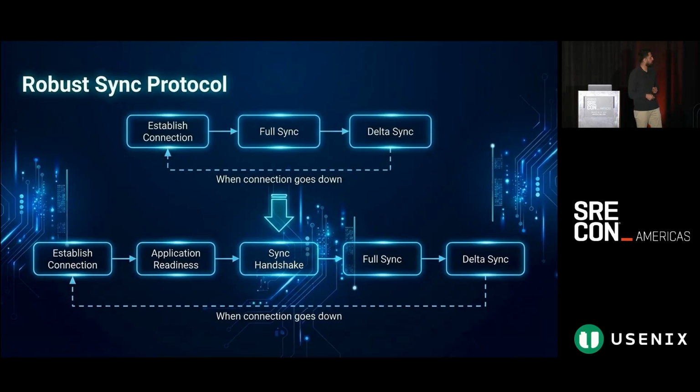So this was our robust sync protocol. It evolved from a standard naive sync protocol of 3 steps into a 5-step protocol. First, we would establish a connection. Then we would check whether the applications are truly ready. If the application is ready, then we would have a flow control stage through a sync handshake. And that's when we would send over full sync data. And then the protocol would remain in the delta sync stage, wherein only the delta updates were sent.